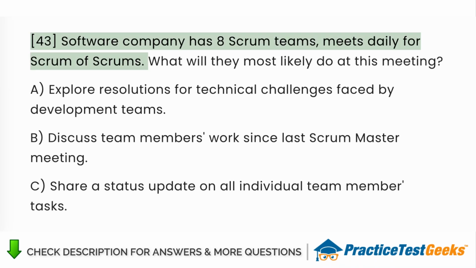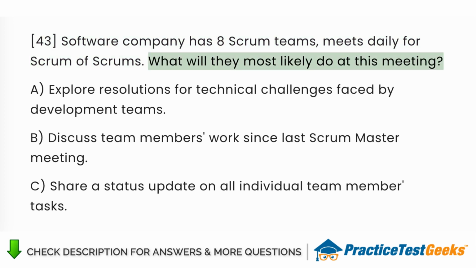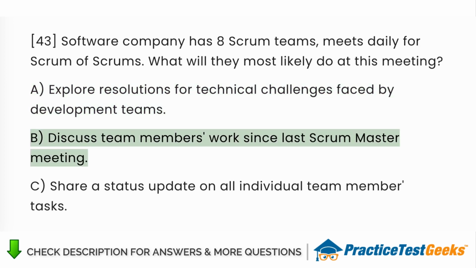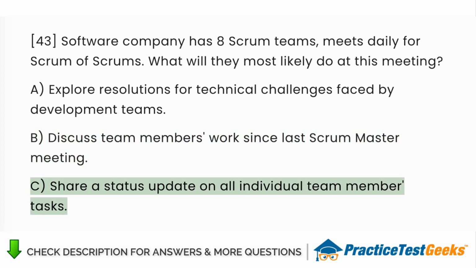Software company has 8 Scrum teams, meets daily for Scrum of Scrums. What will they most likely do at this meeting? A. Explore resolutions for technical challenges faced by development teams. B. Discuss team members' work since last Scrum Master meeting. C. Share a status update on all individual team member tasks.